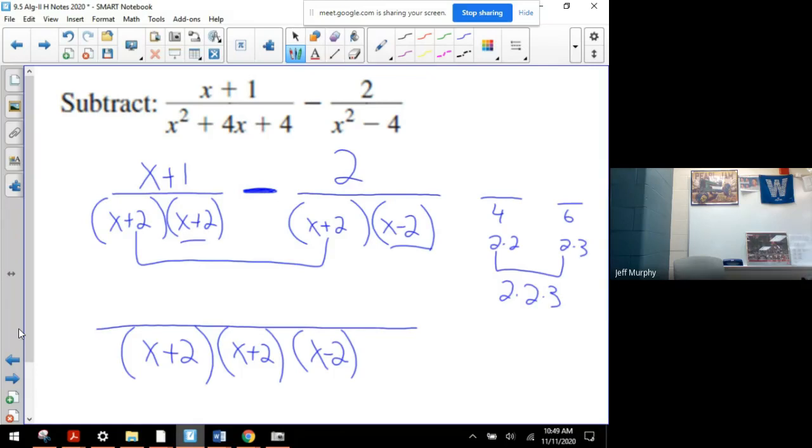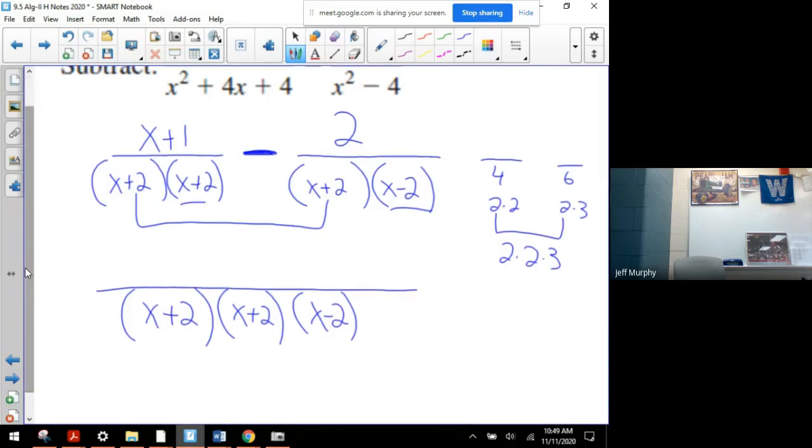Fraction on the left has an x plus 1. It needs an x minus 2. So x plus 1, x minus 2. Here's the one part that most people mess up. Whenever it's a subtraction problem, do yourself a favor and make a bracket to remind yourself to distribute the negative all the way across. Fraction on the right has the x plus 2 and an x minus 2. It's missing one of the x plus 2's.